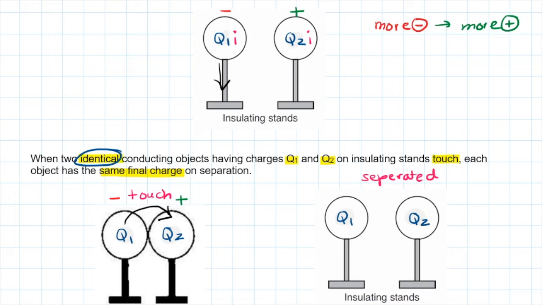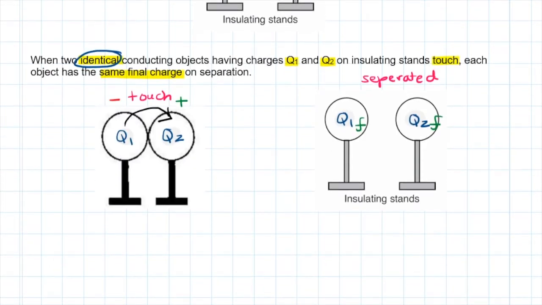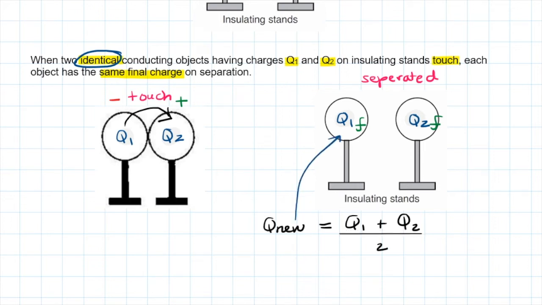As a result of this happening, after these two spheres are separated, they're going to have a new charge. We can refer to this as the final charge, or Q nu. To calculate this final charge, we can simply use the formula that the new charge is equal to Q1's initial charge plus Q2's initial charge, divided by 2. And this is going to give you the answer after the two spheres have been separated. You need to know this formula off by heart, and you need to know how to use it.